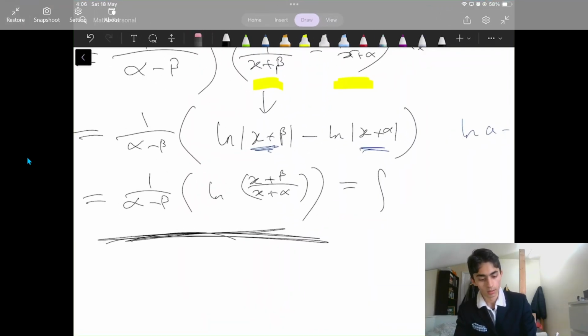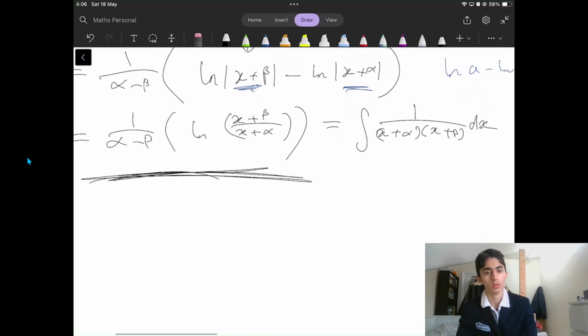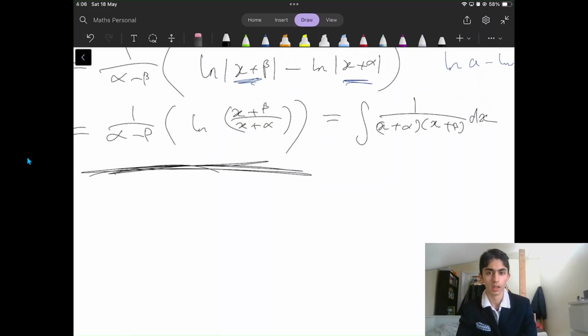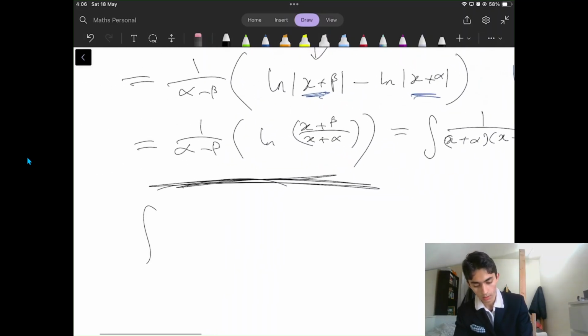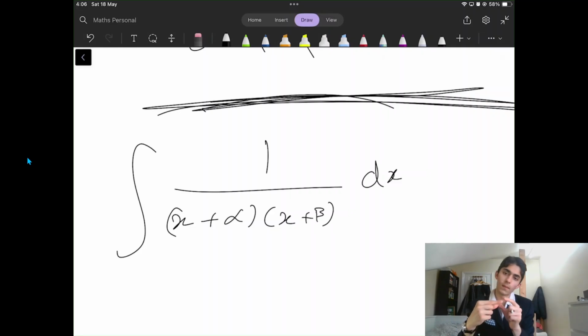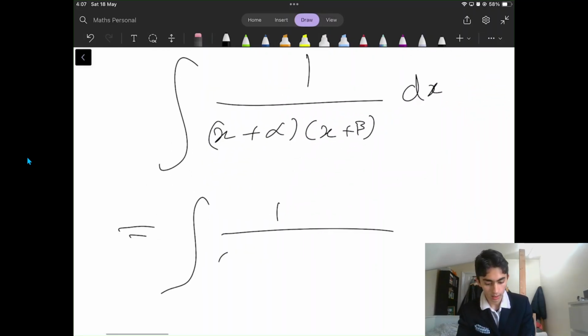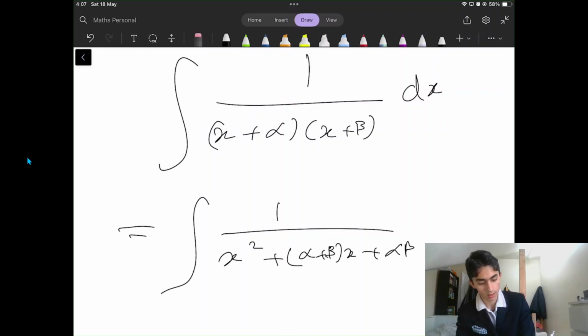Reminder, this is equal to the integral of 1 over (x plus alpha)(x plus beta), okay? Where alpha and beta are real numbers, of course. We're just dealing with reals for now. Another way is to take the integral and expand the denominator. What do we get? We get x squared plus (alpha plus beta)x plus alpha beta, right?